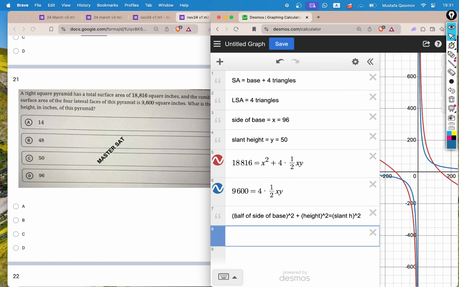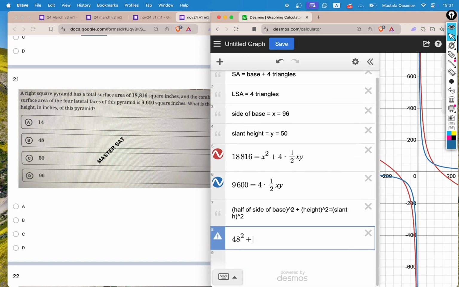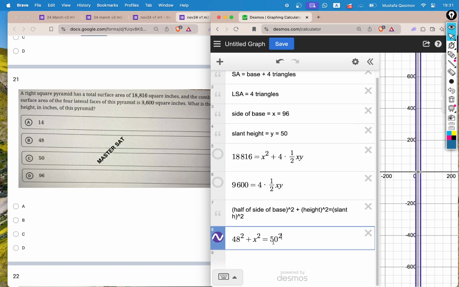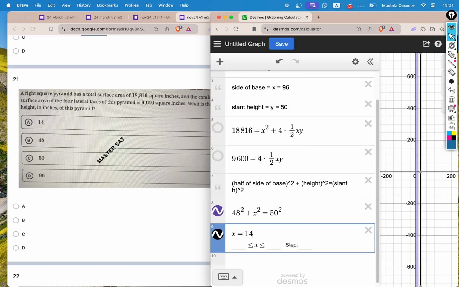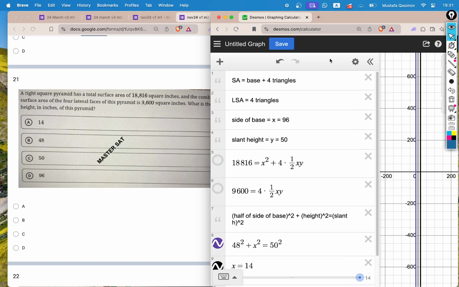Then it will be like this. Half of side of base is 48 square plus height square. Let's say it is x. These x are different x, by the way. It is equal to 50 square. Then you will get answer of 14. We have also that method, but here you have to just memorize it.